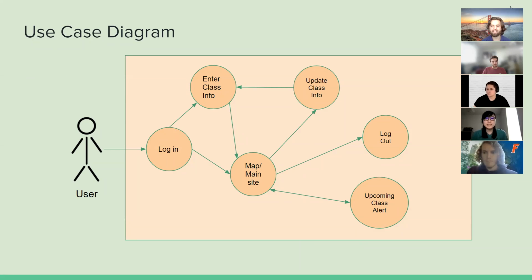Our use case is basically once a user arrives at our site, they log in or create an account. From there, if they're a new user, they can enter their new class info and then see how long it would take to walk from place to place on the maps. They can also update their info if they've already got info, and from there they can just log out or stay logged in to receive the upcoming class alerts, as well as finding out when they should leave for their class, and their schedule and everything they have up to their account.